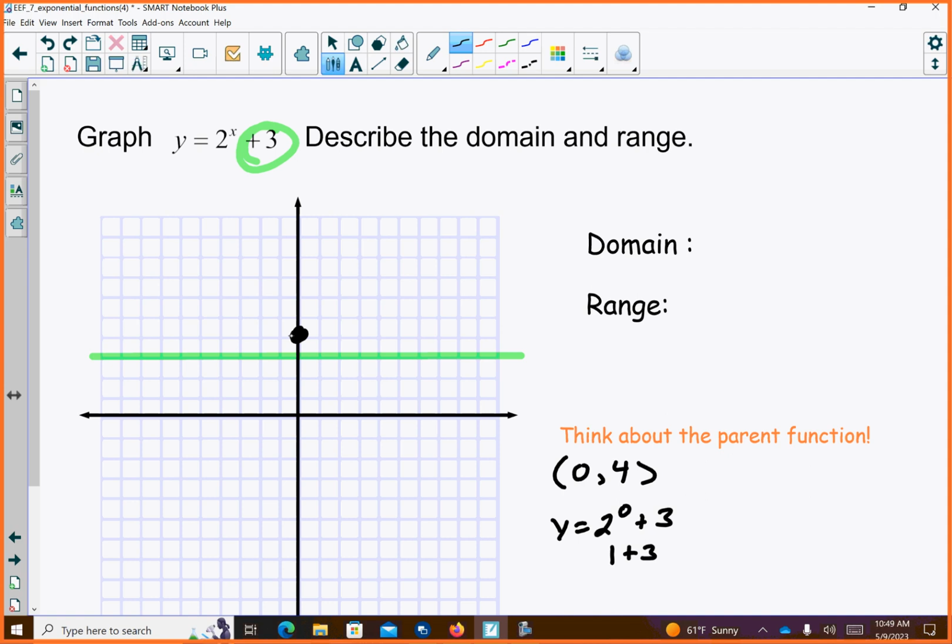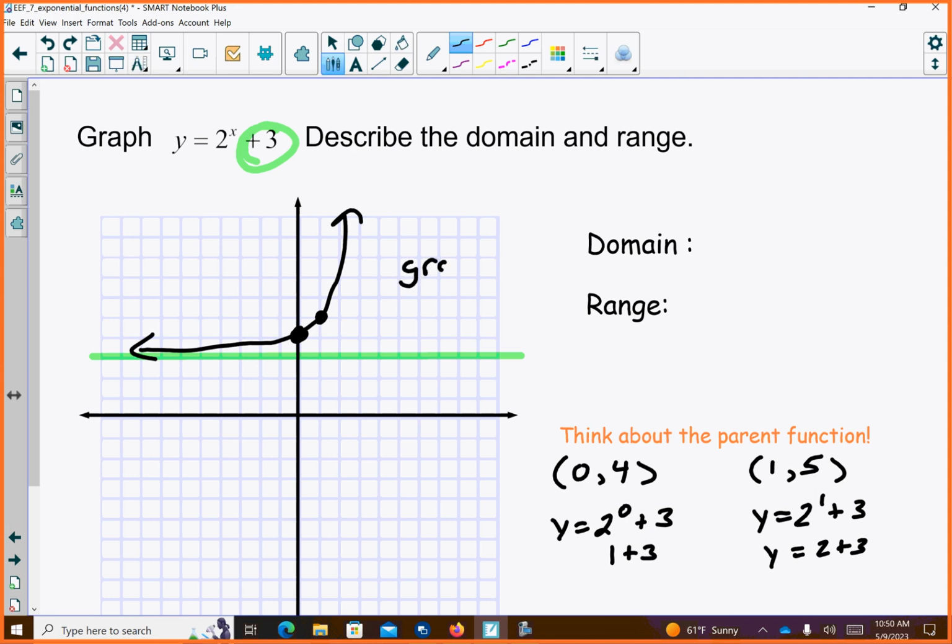What's another number I like plugging in? 1. Plug in 1. Ready? Y equals 2 to the first power plus 3. What's 2 to the first? 2. 2 plus 3 is? Good. 1 comma 5. 1, 2, 3, 4, 5. Growth or decay? Growth. As I go to the right, it's going away from the asymptote.